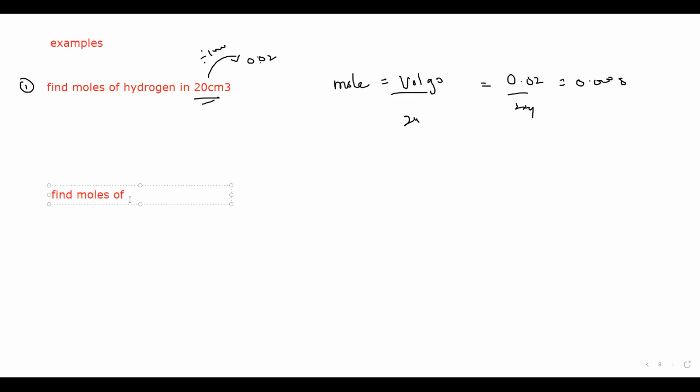The second example, find the moles of H2SO4 sulfuric acid in 40 cm cube of concentration 3 mole per dm cube. So that's a second example. Which formula should I use? 1, 2 or 3?